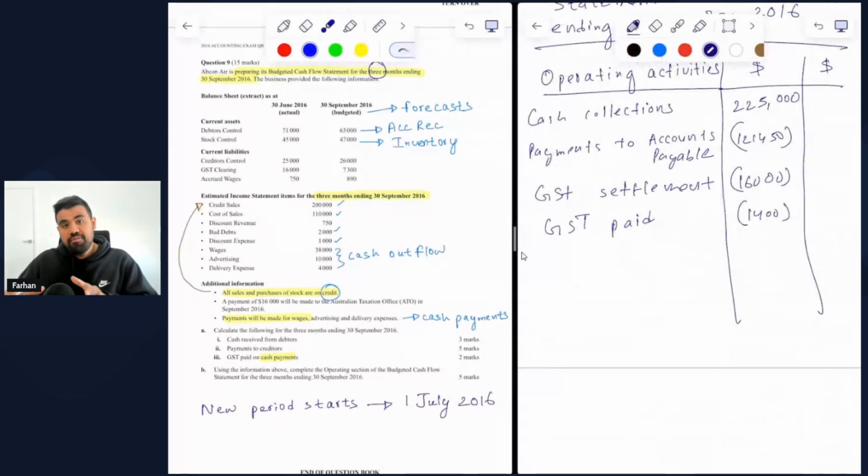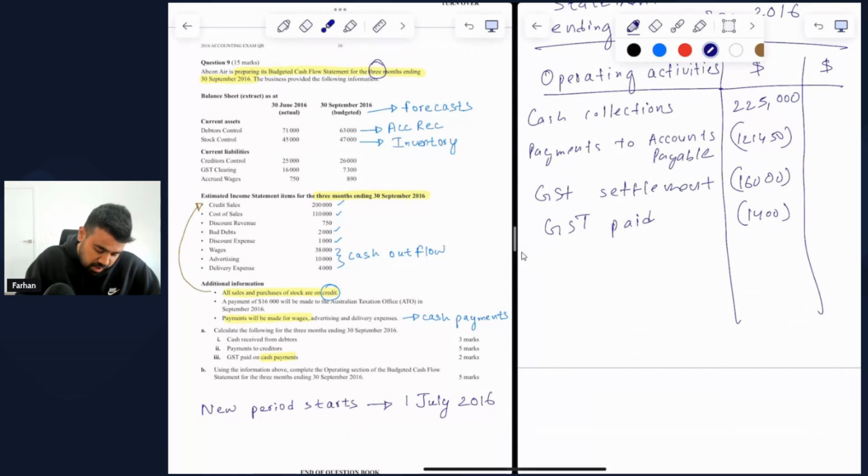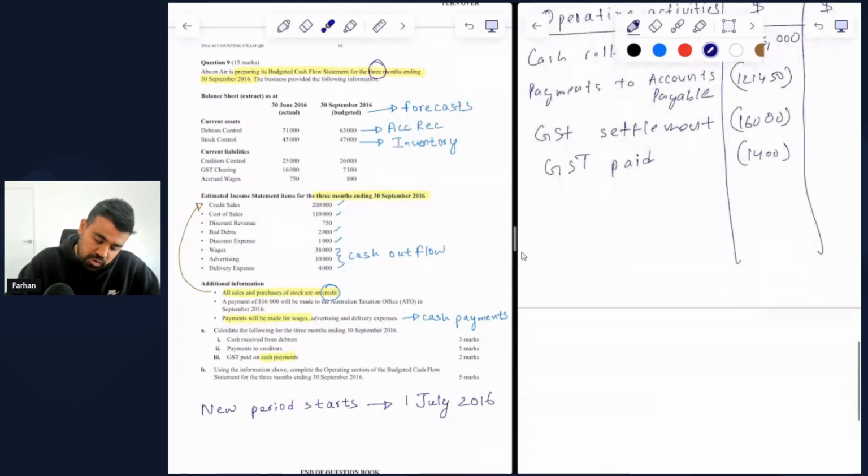Next, we also paid for the expenses themselves as well. So the last line of the additional information says payments will be made for wages, advertising, and delivery expense. So we have the GST component for advertising and delivery expenses. We also have the actual amount that we have paid for advertising and delivery expenses, which are 10,000 and 4,000 for advertising and delivery expense respectively. So let's include those two as well.